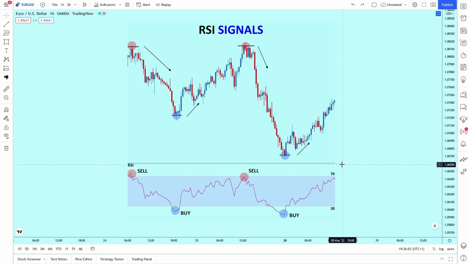So let's simplify things. When price is in an overbought area, we look to sell, and when price is in an oversold area, we look to buy. This is a very simple indicator, and it is the most used indicator among Forex beginners. It gives an overall indication of how to use indicators, so that's why beginners use it the most.